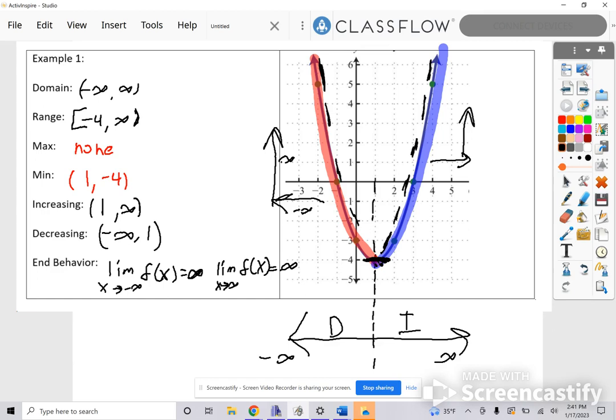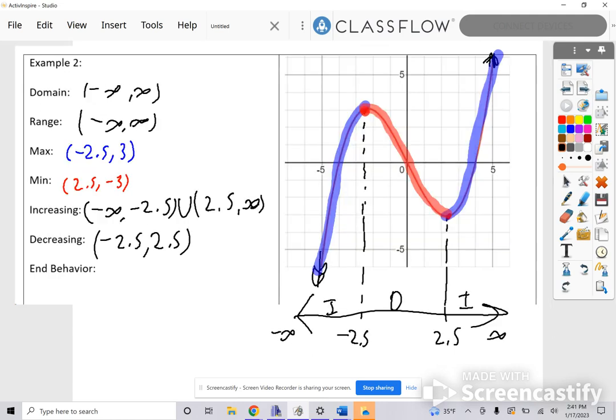So the hardest part about this is just getting the notation to look right. Other than that, the idea is pretty simple. I go left, I'm going up. Or right, I'm going up. Where am I going?